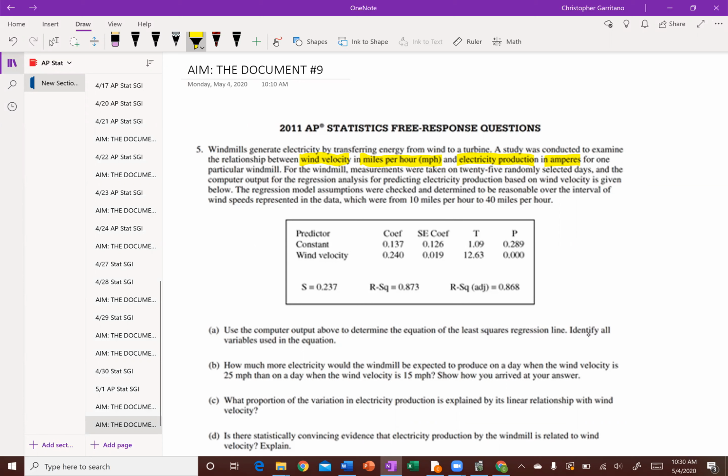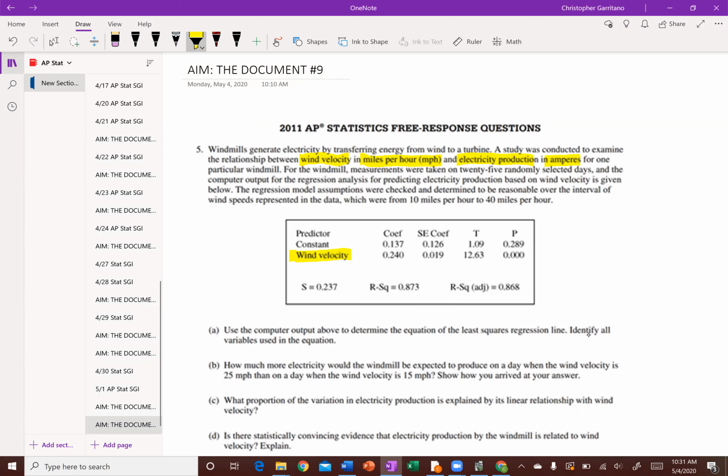Now remember, when we're dealing with this, we need to figure out what is the explanatory variable, or the x variable, and what is the response variable, or the y variable. In this case, maybe it's not immediately obvious, but if you remember, when we're given this information in the computer readout, wind velocity is the explanatory variable, and we're using wind velocity to predict electricity production of this windmill.